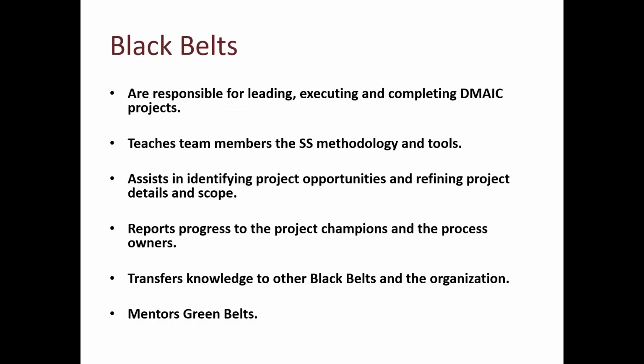Black belts, on the other side, are responsible for leading, executing, and completing the projects. They are the cornerstone of the implementation. They teach team members Six Sigma methodology and tools. They assist in identifying project opportunities and defining project details and scope. They report the progress to the champions. They transfer knowledge to other black belts, because maybe you are a black belt and I'm a black belt, but I am a black belt with 5 years of experience, while you just got certified and passed the exam, with no practical experience. So I have to transfer knowledge to you. We help each other. And for sure, black belts mentor green belts, while green belts mentor yellow belts.